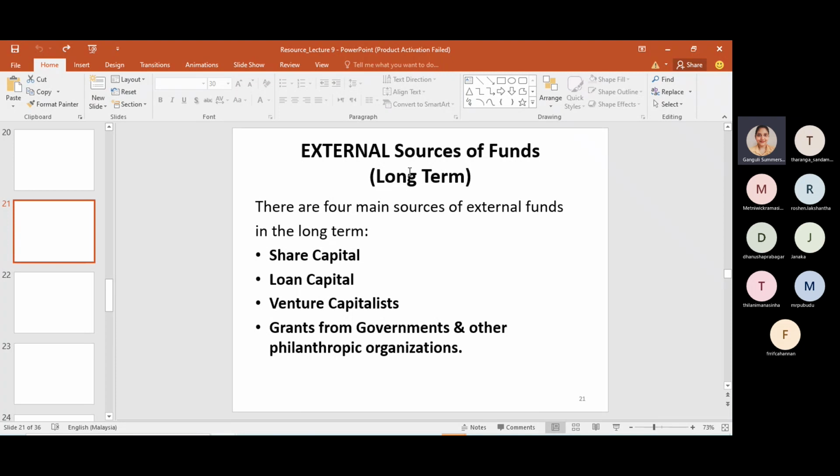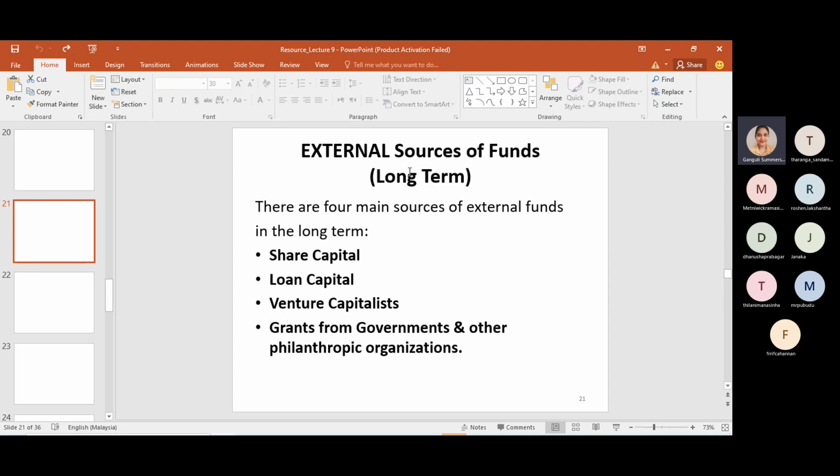The external sources of funds we can categorize into two groups: long-term sources and short-term sources. So the sources of funds can be categorized into two main groups, internal and external. And the external sources you can categorize again into two main groups as long-term sources and short-term sources.